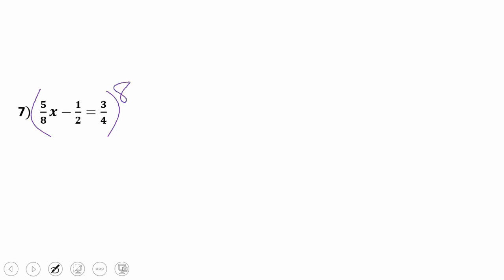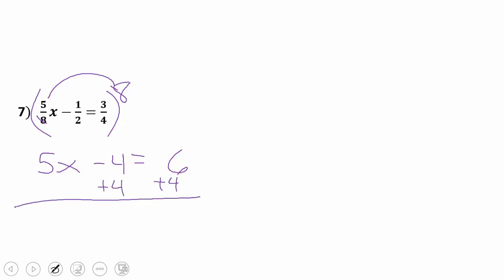Well, 5/8 times 8 is 5 because 8 goes into 8 one time, leaving me with 5x. I have negative 1/2. Well, 2 goes into 8 4 times, and negative 1 times 4 is negative 4. And then that is equal to 3/4. Well, 4 goes into 8 2 times, and 2 times 3 is 6, right? So now I have an equation that I can work with a lot simpler than all those fractions by adding 4 to both sides.